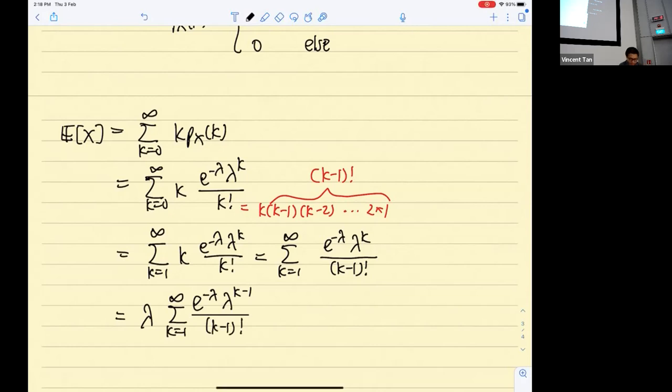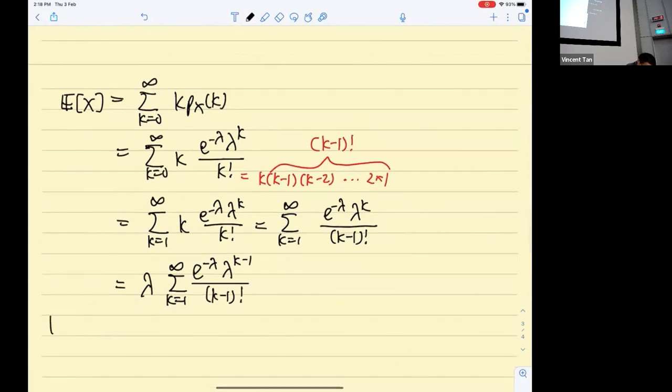Now, this actually is the end because now you can let m equal k minus 1. You reparameterize a few things. Then this becomes lambda, sum over m running from 0 to infinity, e to the minus lambda. Whenever you see k minus 1, you replace by m. This is like change of variables in integration. Okay, so you have this.